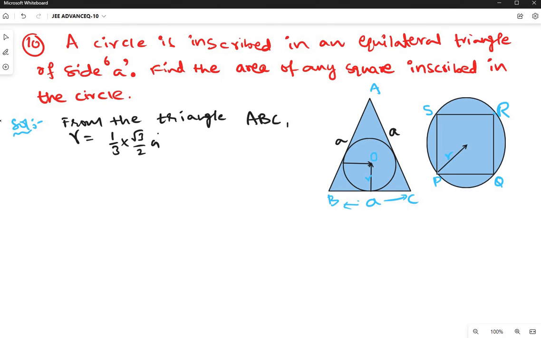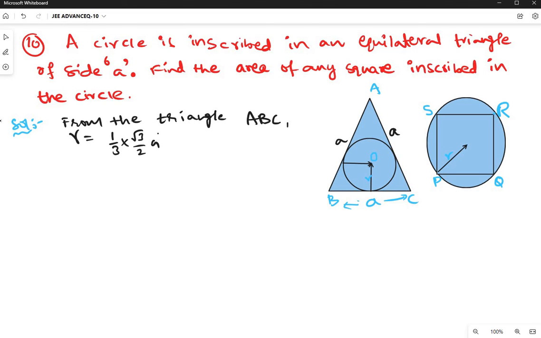So if you take the radius, it is 1/3 of this. The side a is the total from A to B, and you can call it A to C or B to C. But this length, root 3 by 2a, is for every side of an equilateral triangle. To find the radius, it is 1/3 of that, because there are three sides in it. One side of the equilateral triangle is 1/3 of root 3 by 2a, and that will give you the radius R.